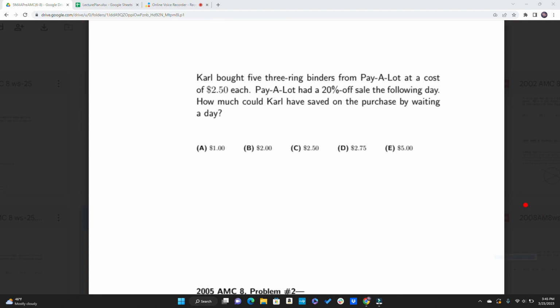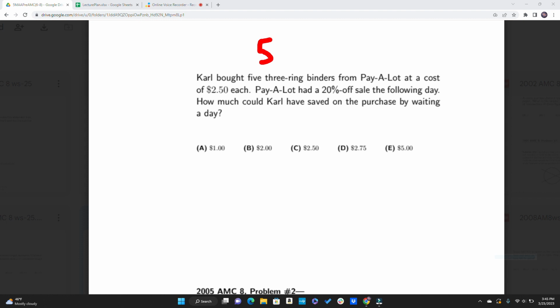Alright, Carl bought 5 3-ring binders from Pay A Lot at a cost of $2.50 each. So, helpful to write things down. We've got 5 binders, they're $2.50 each. Pay A Lot had a 20% off sale the following day. Oh, so we missed the discount. How much could Carl have saved on the purchase by waiting a day?